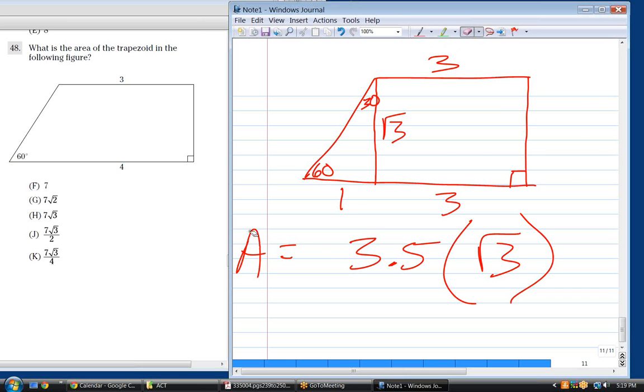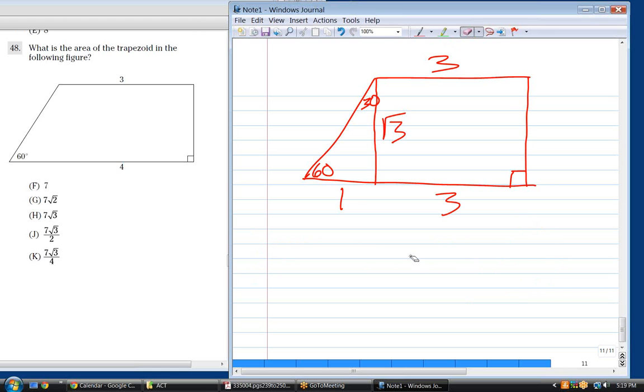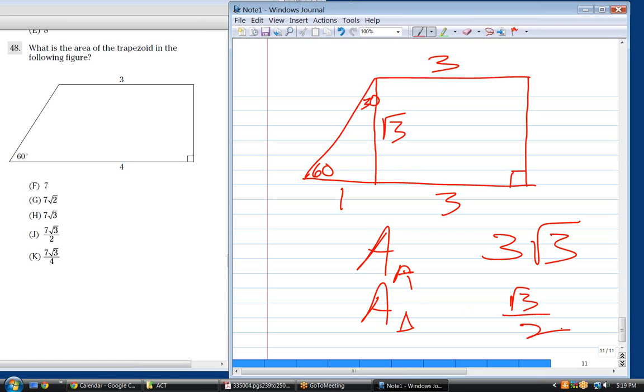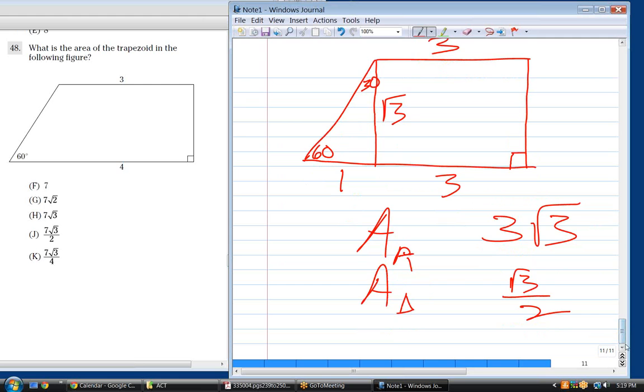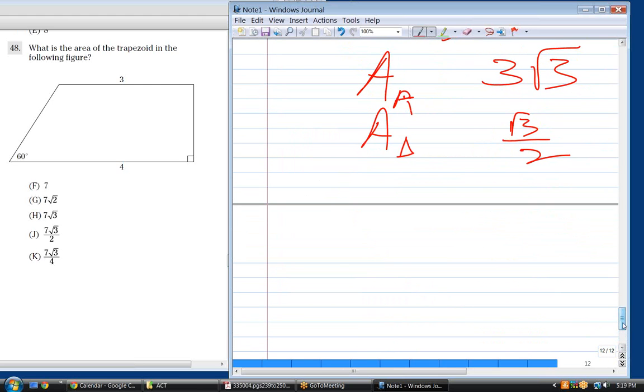Now, if we were to do it the slower way, we get 3 root 3 for the area of the rectangle. And then the area of the triangle is 1/2 the base times the height, so it's root 3 over 2. Adding these two things together is a little more than just trivial. Don't you agree? Yeah, that's a little harder.